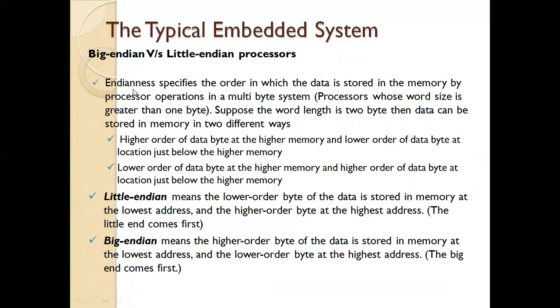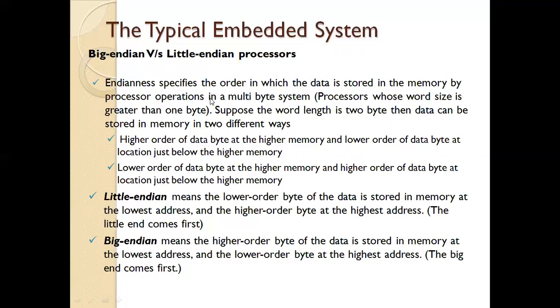Next we'll see big endian versus little endian processors. What does endian mean? Endianness specifies the order in which data is stored in memory by the processor in a multi-byte system. Suppose the word length is 2 bytes, then data can be stored in memory in two different ways: the higher order data byte at the higher memory location and the lower order data byte at the location just below it.